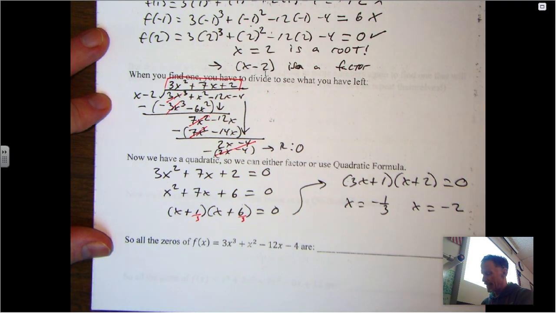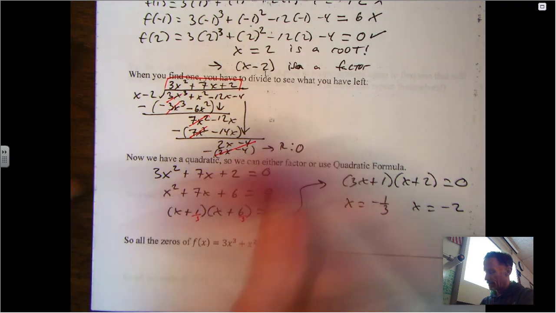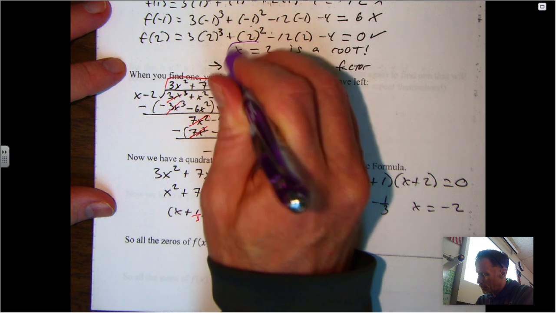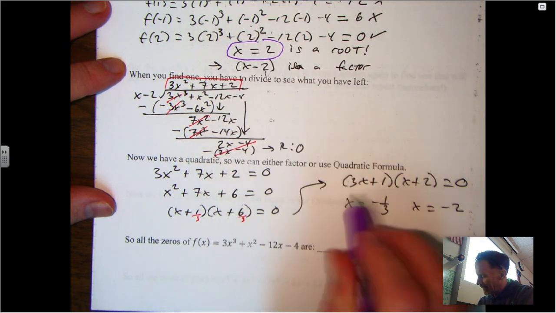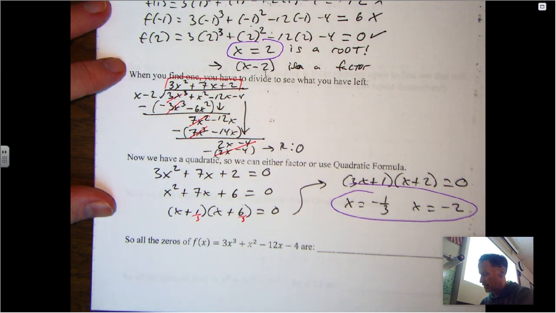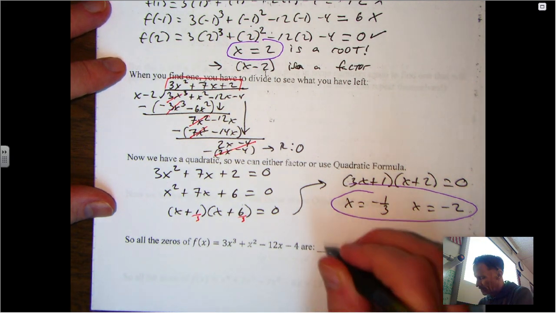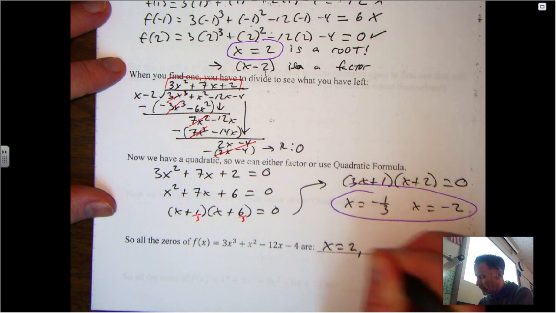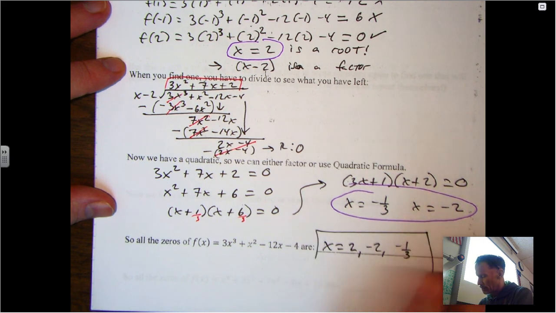So now I can take what I found in this first step. I knew that x equals 2 is a root, and I know that these two guys are my roots. So now I'm done because, again, I know I'm going to have 3 of them. So x equals 2, negative 2, and negative 1/3 are my roots of the polynomial.